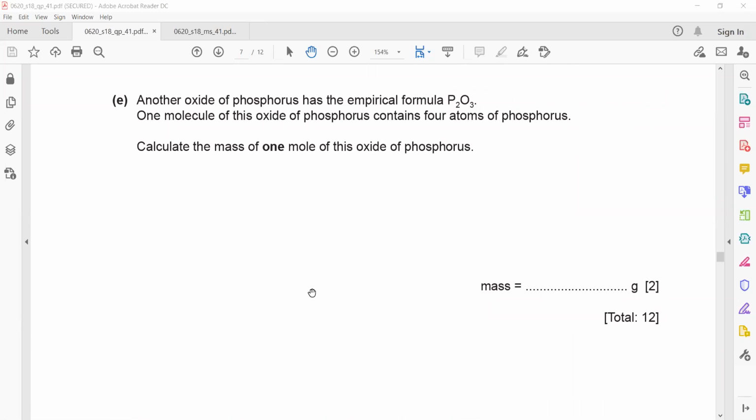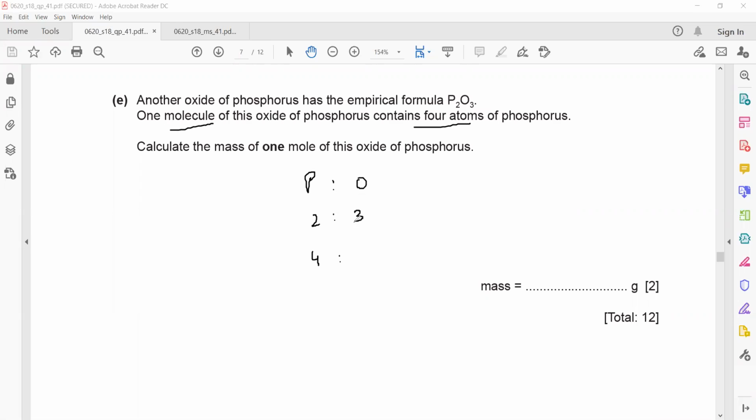Another oxide of phosphorus has empirical formula P2O3. One molecule of this oxide contains 4 atoms of phosphorus. Calculate the mass of 1 mole of this oxide. Look, the empirical formula is given. The empirical formula actually shows the simplest ratio. So the simplest ratio between phosphorus and oxygen is 2:3. But now they're saying one molecule contains 4 atoms of phosphorus. So how many atoms of oxygen will be there in the molecule?